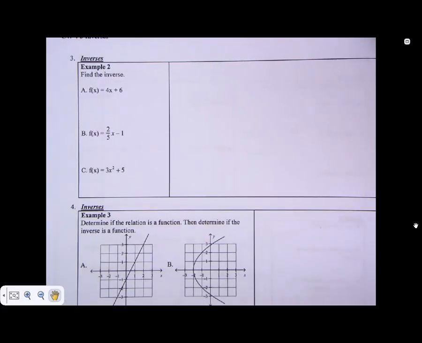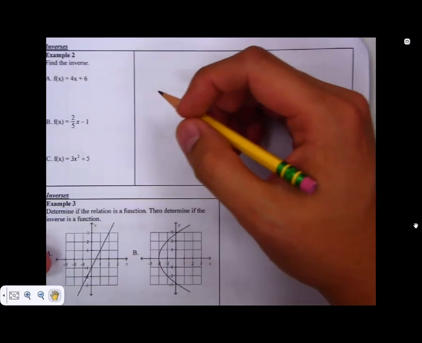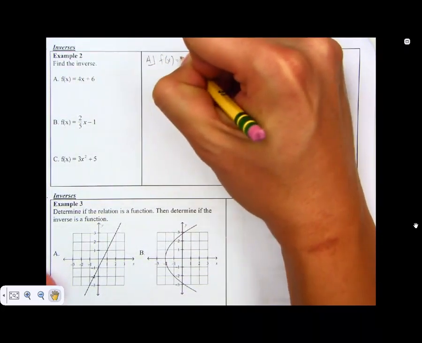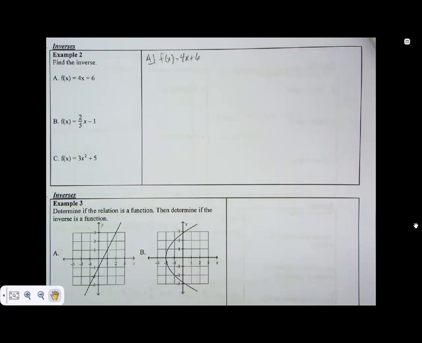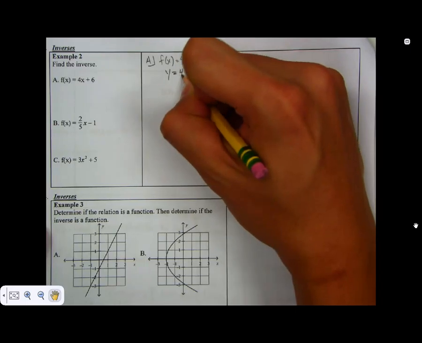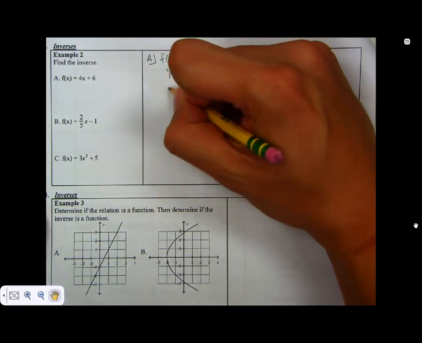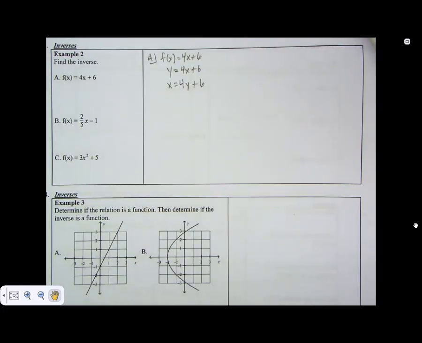Example 2. Now we're going to find the inverse from a function. So I'm going to copy example A. f of x equals 4x plus 6. Now you remember f of x just means y, so another way to write this is y equals 4x plus 6. Now to find the inverse, I need to switch the x and the y. So now this y becomes x equals 4y plus 6, and solve for y.